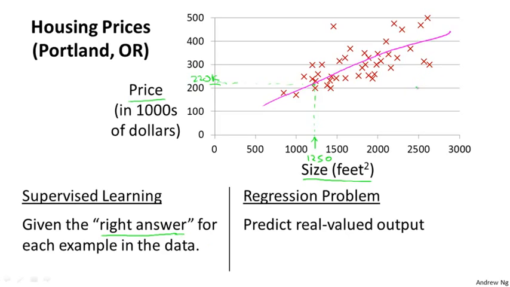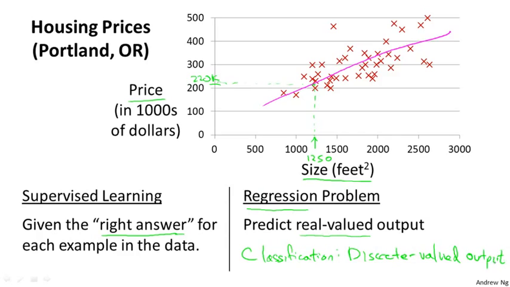And moreover, this is an example of a regression problem, where the term regression refers to the fact that we're predicting a real-valued output, namely the price. And just to remind you, the other most common type of supervised learning problem is called a classification problem, where we predict discrete-valued outputs, such as if we are looking at cancer tumors and trying to decide if a tumor is malignant or benign. So there's a 0-1 value discrete output.